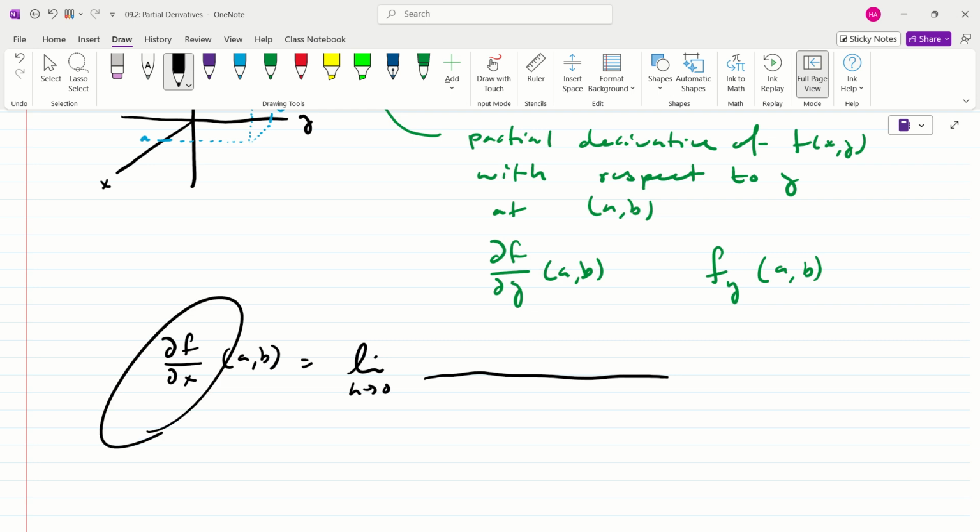If we're taking the partial derivative of f with respect to x, that means that the y value is considered to be constant. So on the top I have f of an ordered pair, and the y value is going to be b. And over here, f of an ordered pair, the y value is going to be b. Because again, if I'm taking partial derivatives with respect to x, the y variable is considered to be constant.